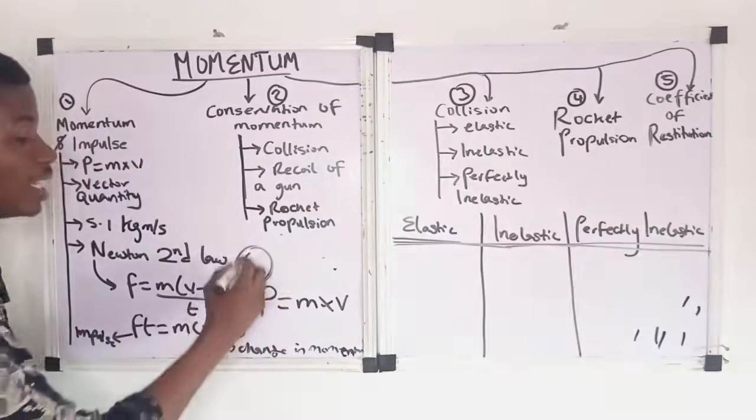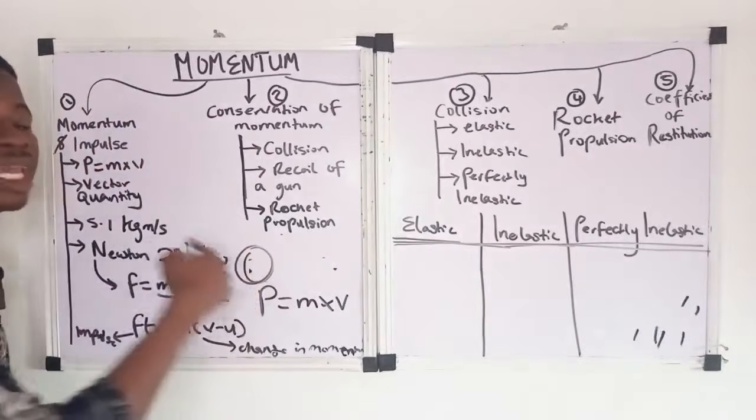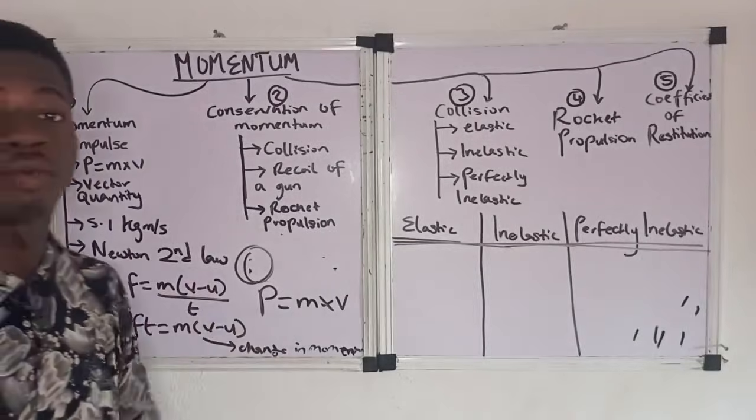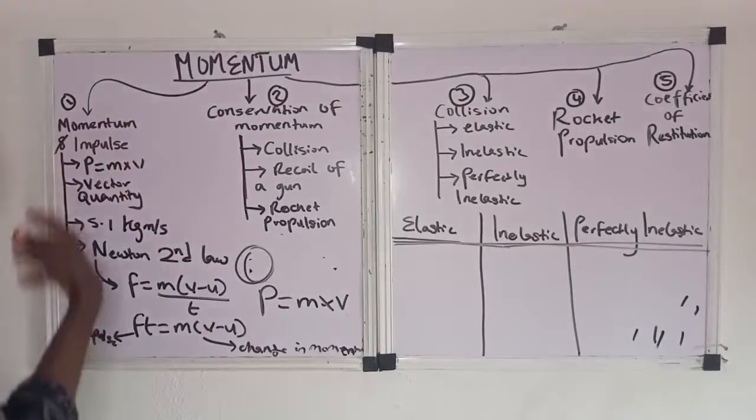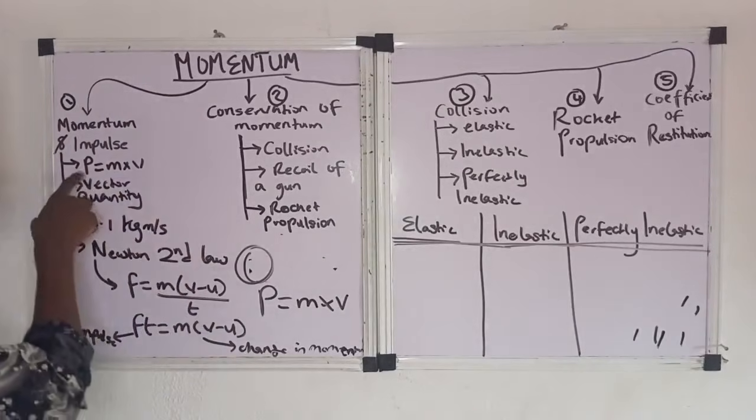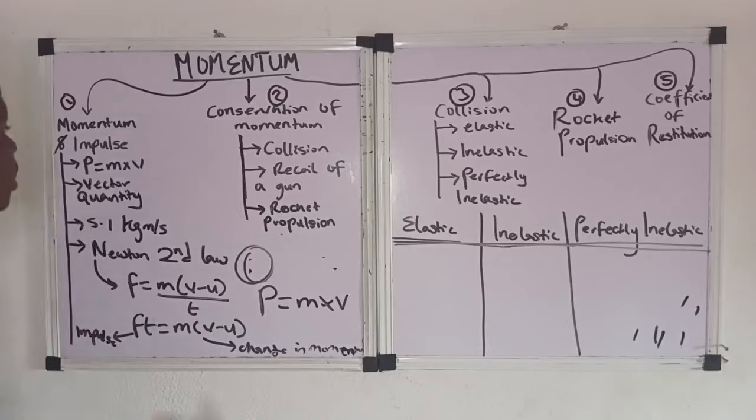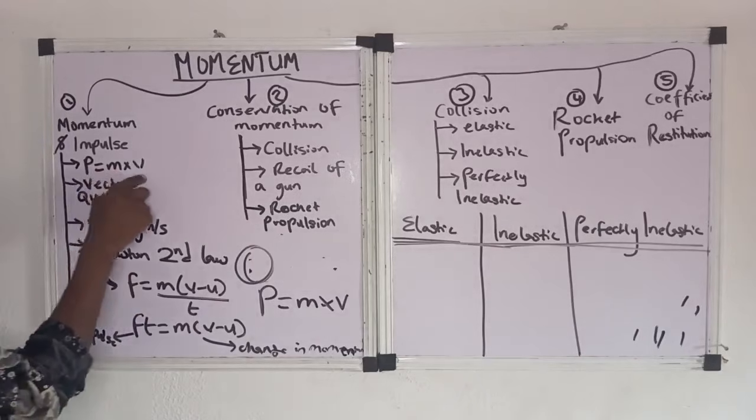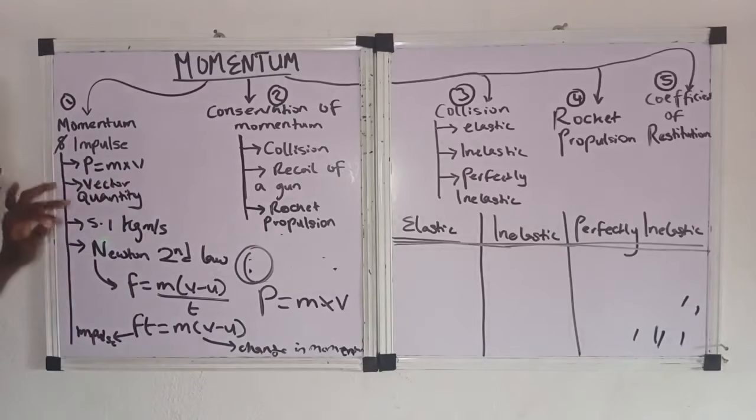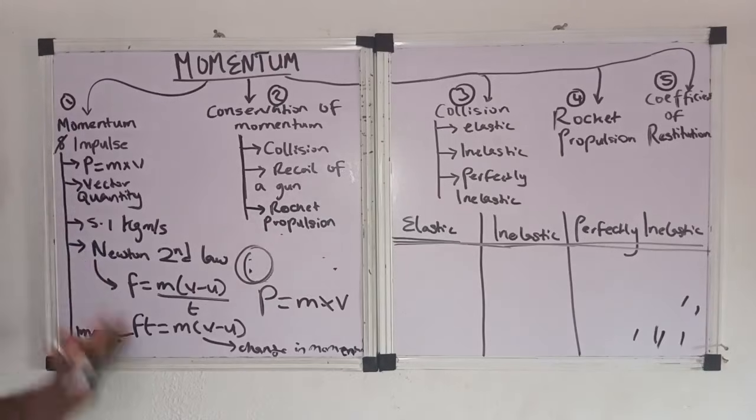Let's say this is the body. The momentum is the mass of this body times its velocity. That is the meaning of momentum. Now let's continue. P stands for momentum. So the momentum of a body is equal to the mass of that body times its velocity. Don't forget that momentum is a vector quantity.